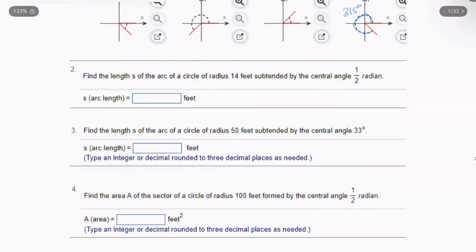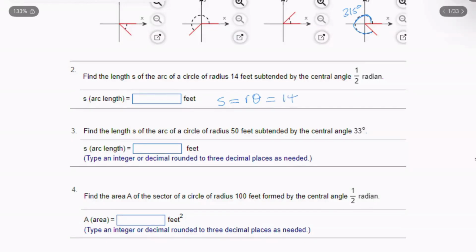Question 2 says, find the length S of the arc of a circle of radius 14 feet, subtended by the central angle half radian. We know that the arc length is given by S equals radius multiplied by theta from your table. Our radius is 14 and the angle is half radian, so this is 7 feet.